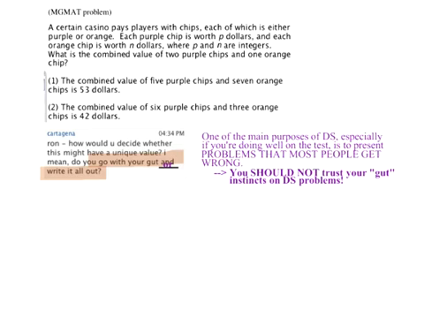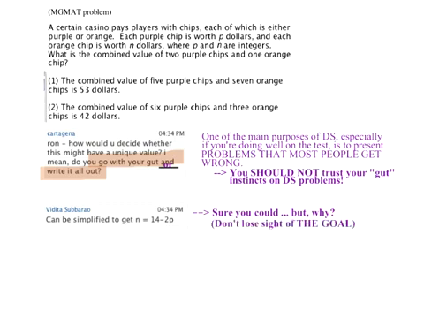Other questions that you have. Vidita says, can you simplify? This is a question apparently about statement 2. Can you simplify that to get that? Well, sure you can, but why would you? Remember, don't lose sight of the goal here. Sure you could, but why would you want to? So make sure you don't lose sight of the goal.